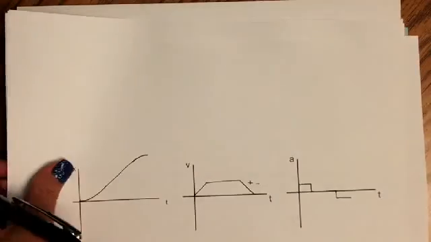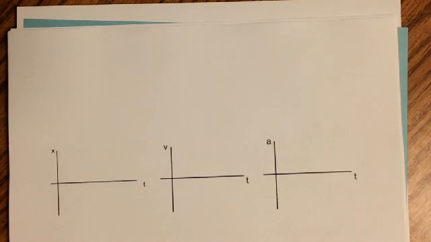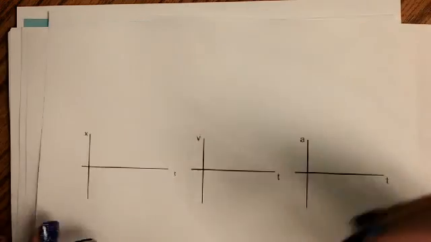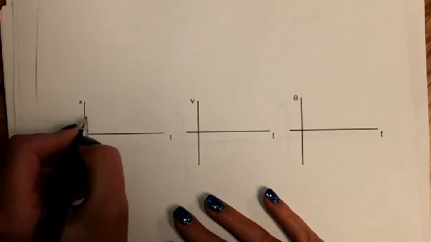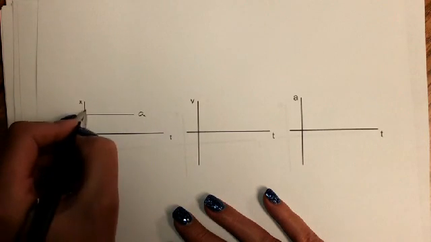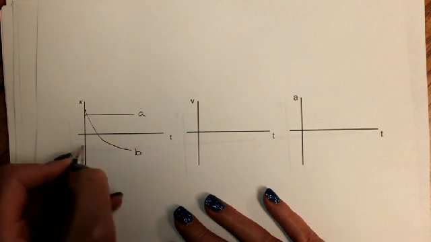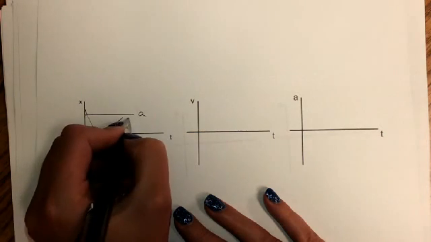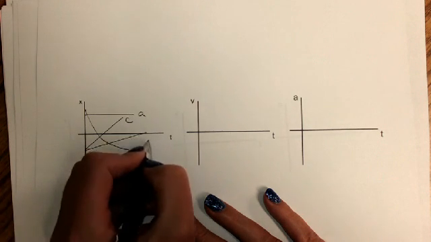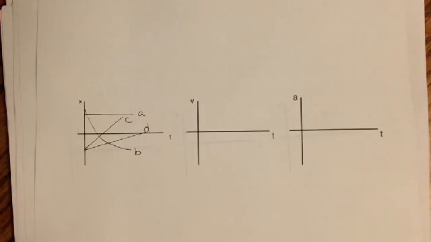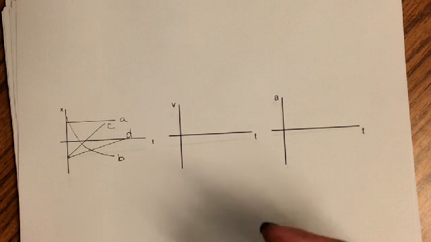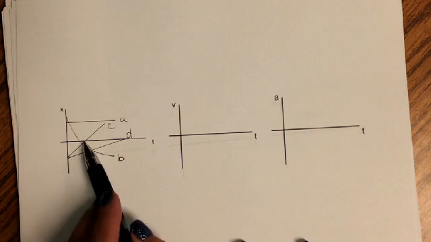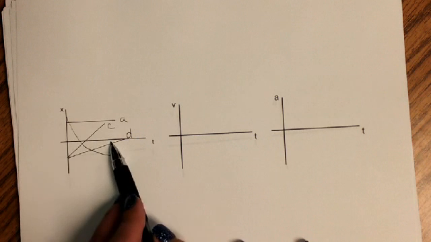And then just a little extra tidbit for the test coming up. I'll just go ahead and use this. You could have a position time graph or a velocity time graph, and it might have several lines on it, like this. And I might say, which one of those objects are moving at a constant velocity? And so it could be one or more answers. So if you have a constant slope on a velocity time graph, you have a constant velocity.